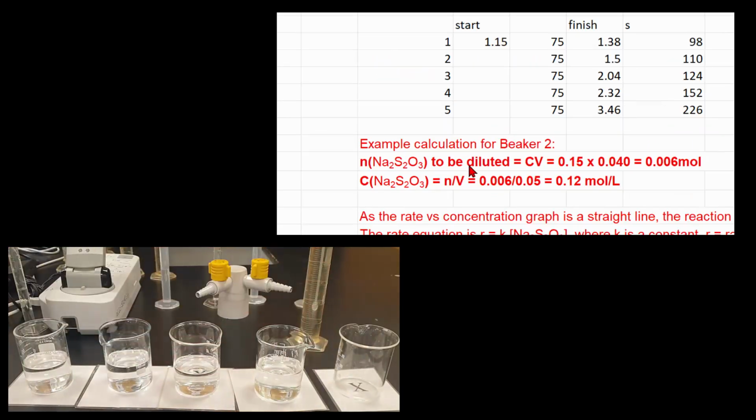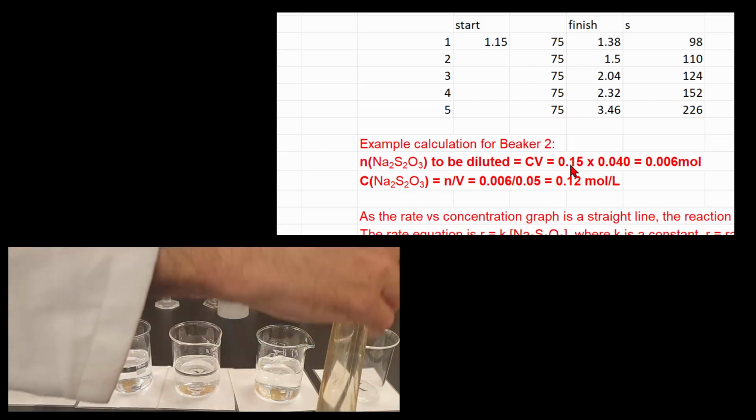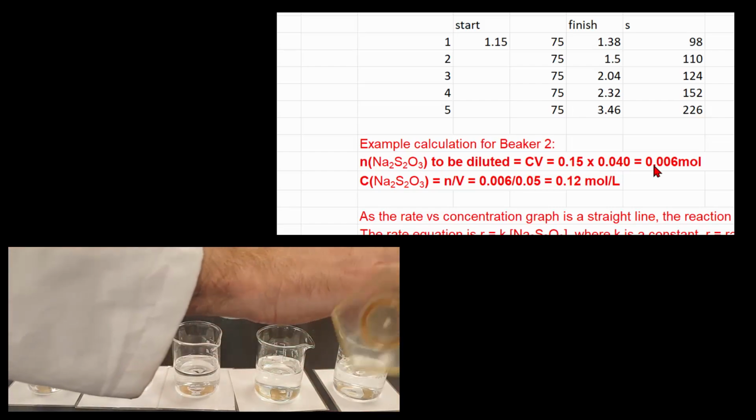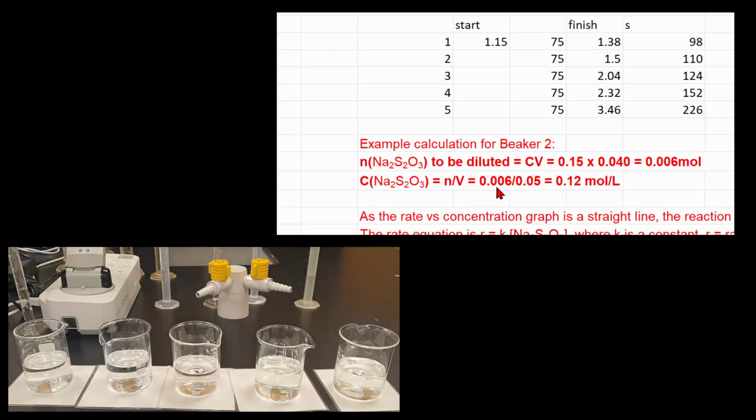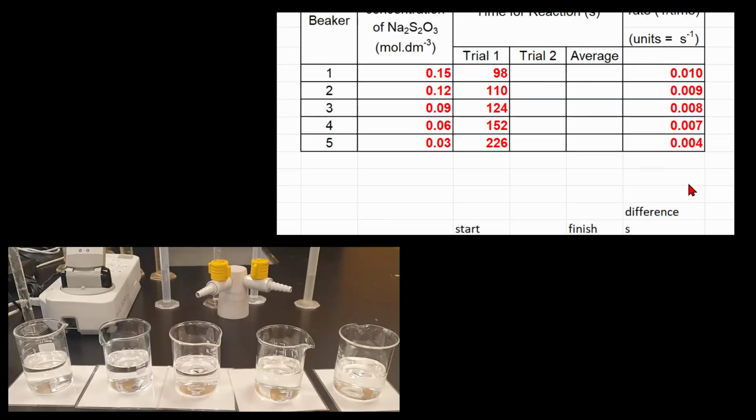And this is how you do the calculations for the second beaker. So that's 0.15 sodium thiosulfate, 40 mils of that. That gives you that many moles. Added 10 mils of water, so that's the concentration for the second beaker.